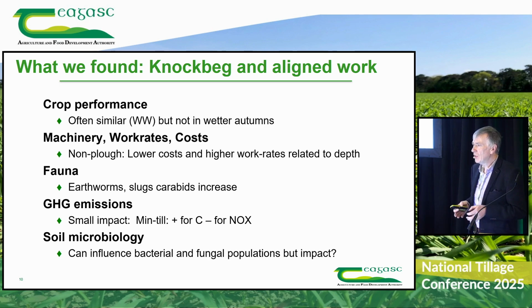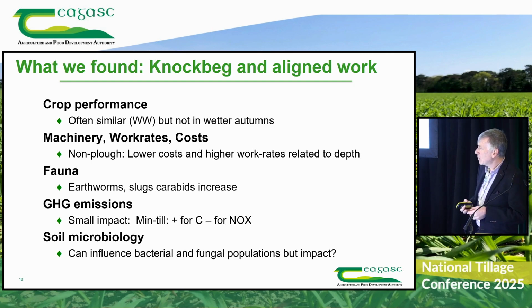In terms of machinery, work rates and cost, the non-plough systems generally will have lower costs and higher work rates, but this is related to depth. So if you're shallower, your costs will be lower. If you're working as deep as ploughing, your costs are going to be pretty close to ploughing. Tom Kennedy worked for years and found that over time, and it does take time, there are differences in terms of the soil fauna. So earthworms do increase, but along with that, slugs will increase as well.